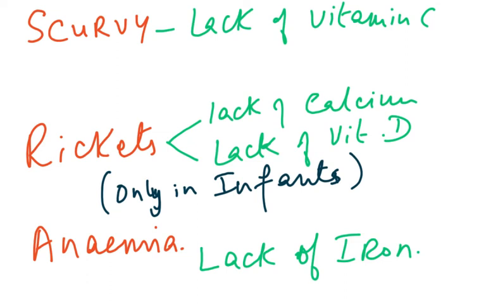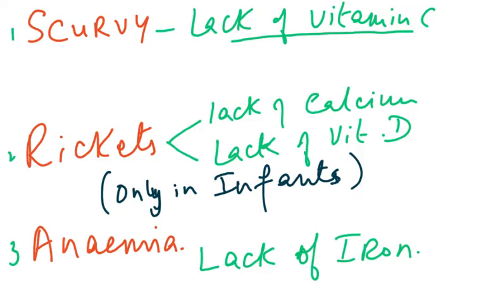Now the three diseases which are in your course: number one, scurvy; number two, rickets; and number three, anemia. Scurvy is a disease which is due to the lack of vitamin C in your diet. So if you're not eating enough oranges and if you don't have enough citrus fruit in your diet, well, you're going to suffer from vitamin C deficiency, which is called scurvy.